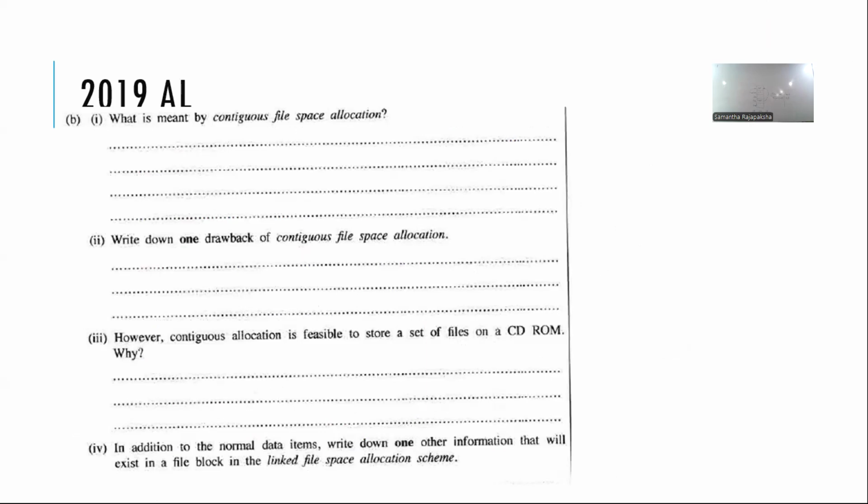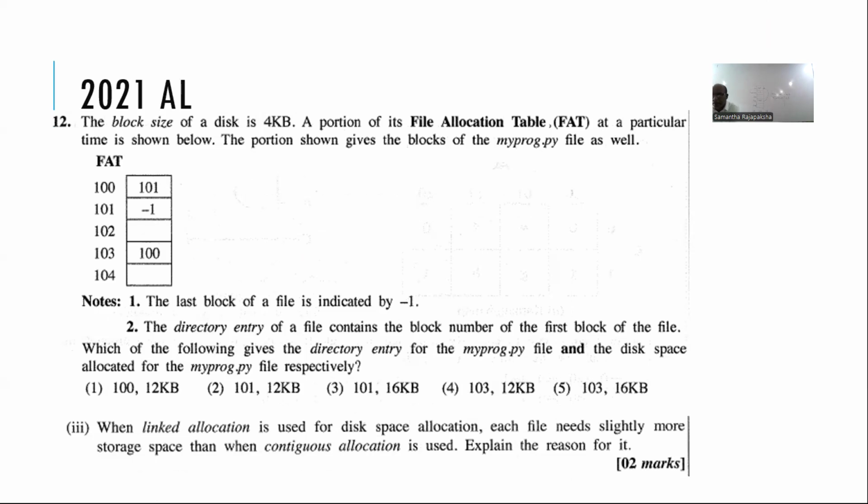Sir, then the third question, Roman number 3. When linked allocation is used for disk space allocation, each file needs slightly more storage space than contiguous allocation. Why is that? Because linked allocation stores a block next to another, which uses extra storage space. Yes, we have to give the address of the next one. Address should be stored. To store the address, some space is necessary. That's the reason.